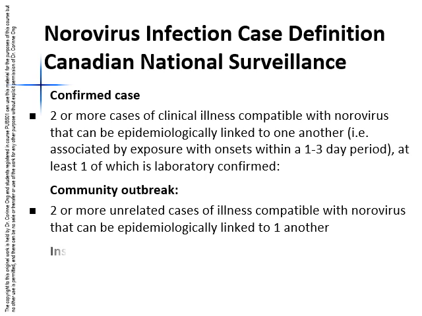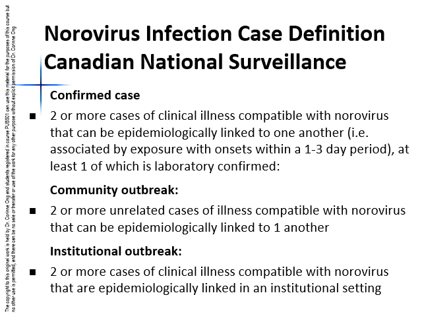Since it's mainly outbreaks that are reportable, an outbreak case of norovirus infection is defined as 2 or more cases of clinical illness compatible with norovirus that can be epidemiologically linked to one another, at least one of which is laboratory confirmed. A community outbreak is defined as 2 or more unrelated cases of illness compatible with norovirus that can be epidemiologically linked to one another, and an institutional outbreak, 2 or more cases of clinical illness compatible with norovirus that are epidemiologically linked in an institutional setting.